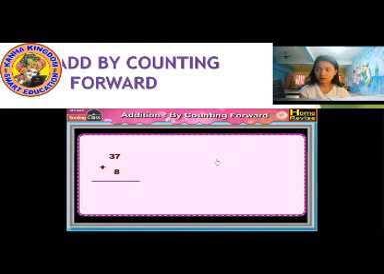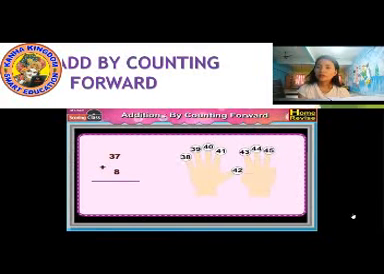37 plus 8. 37 plus 8 is equal to 38, 39, 40, 41, 42, 43, 44, 45. So 37 plus 8 is equal to 45.